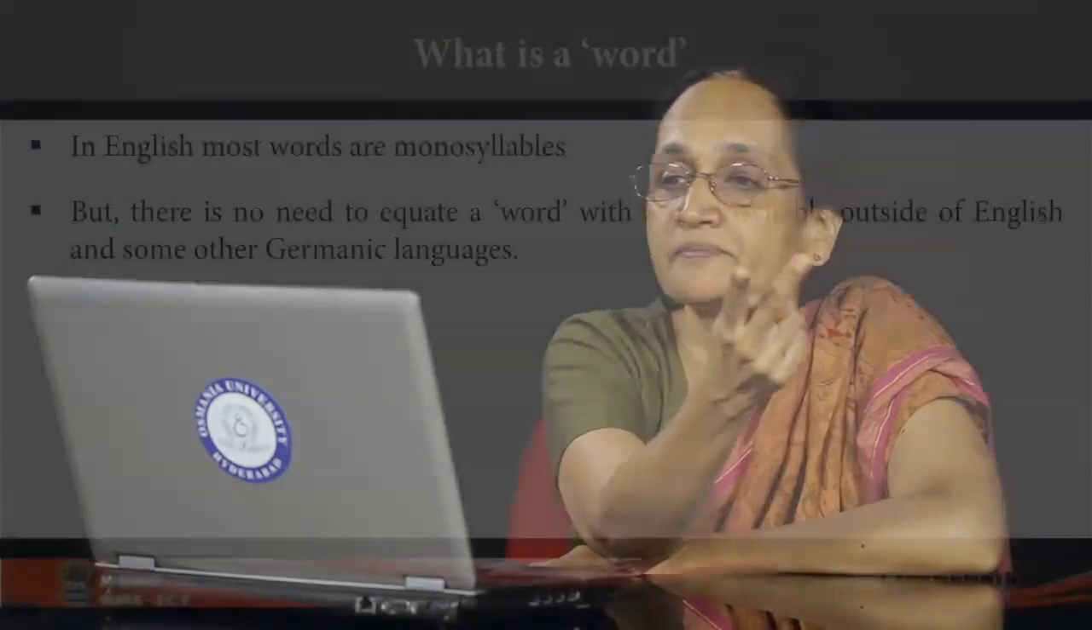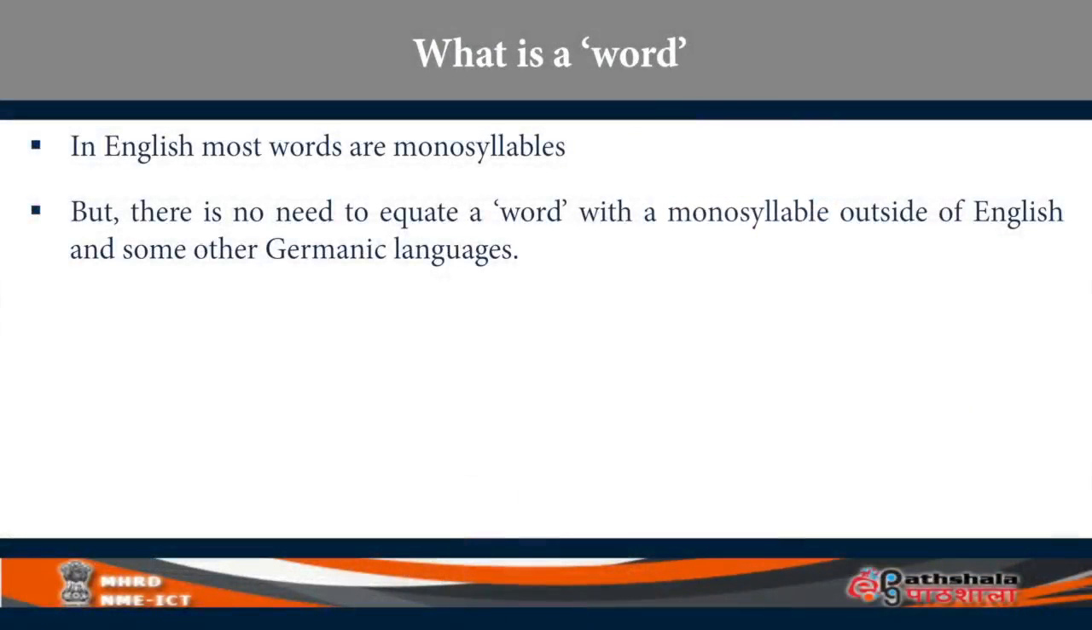In English, you get any number of simple monosyllabic words. Mostly they are all monosyllables. But outside of English, you may not get cat, mat, bat kind of words. Right? We have already talked about this. In Telugu, everything is CV. So you have Kalu, Balu, Malu, Chettu. They always have two syllables. So there is no need to equate word with monosyllable outside of English.